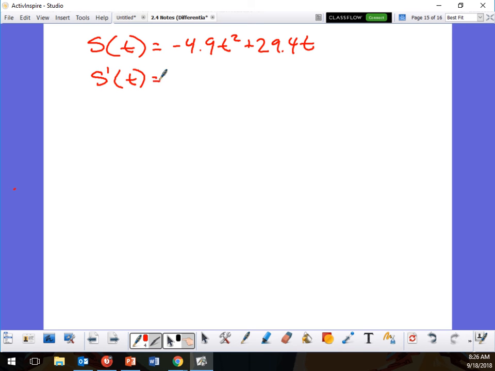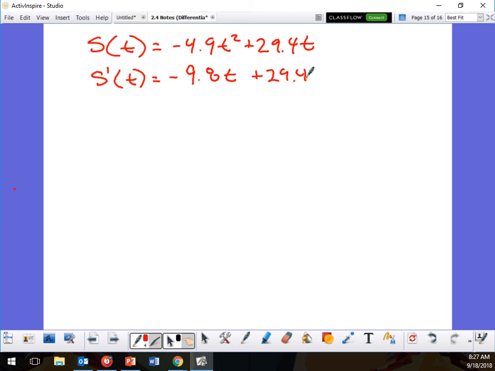It's going to be what? Minus 9.8, very good, 9.8, plus t, plus 29.4, very good. All right, so that is the equation of the velocity. That's going to be how fast it's going.